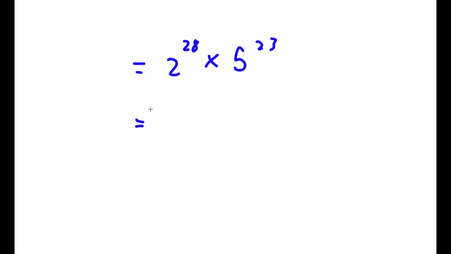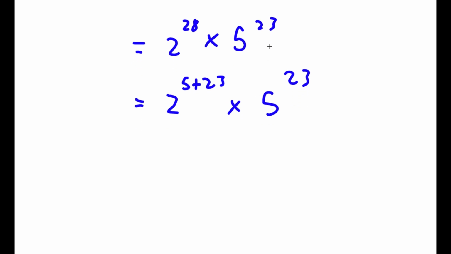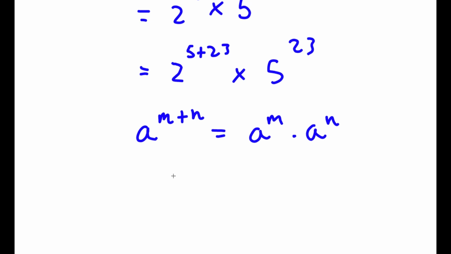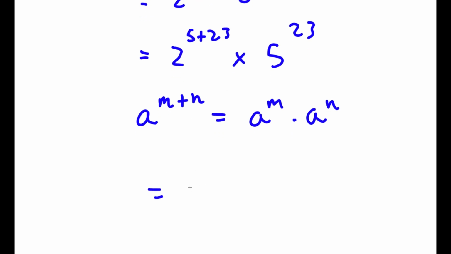Now 28, I'm going to rewrite as 5 plus 23. Now I have this times 5 to the power of 23. Now if I have something in the form a to the power of m plus n, this is equal to a to the power of m times a to the power of n. So in this case, 2 to the power of 5 plus 23, that's going to equal 2 to the power of 5 times 2 to the power of 23. Now I have this times 5 to the power of 23.